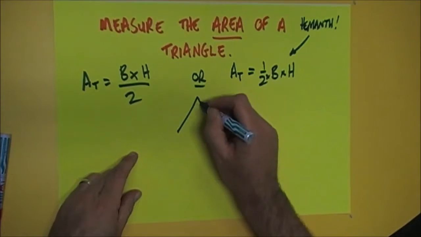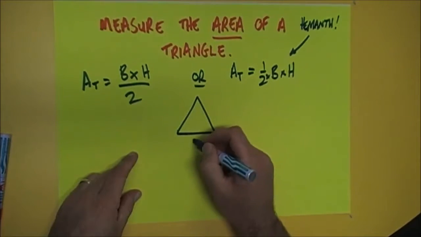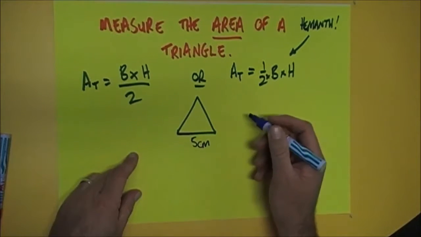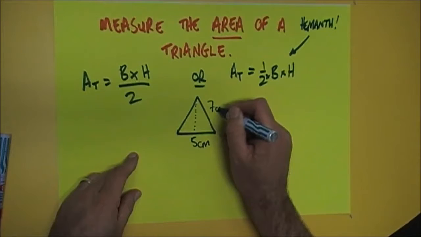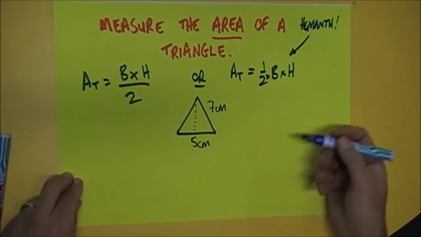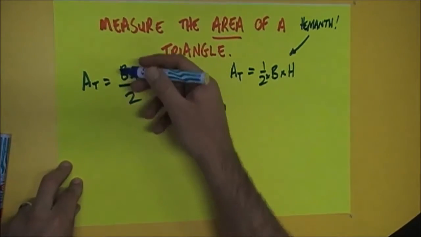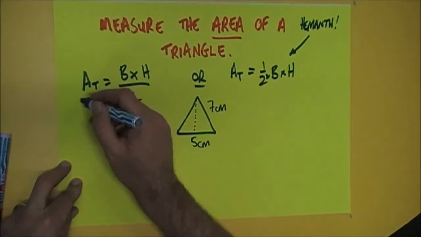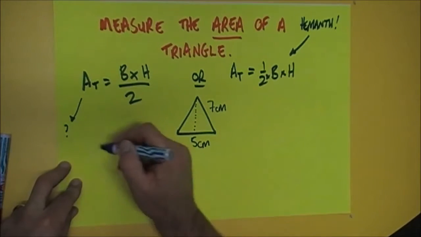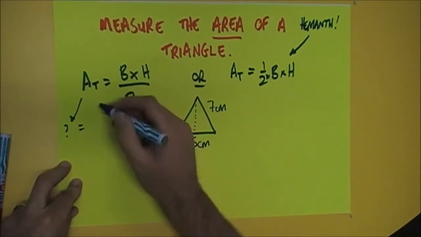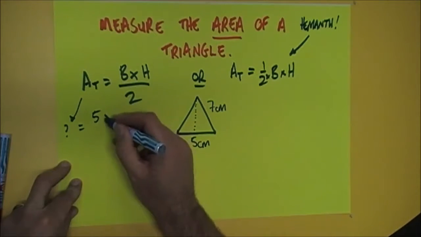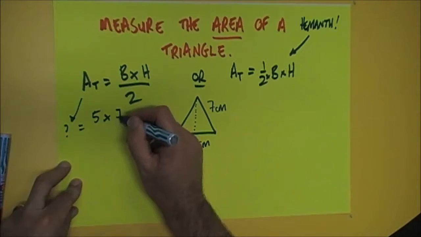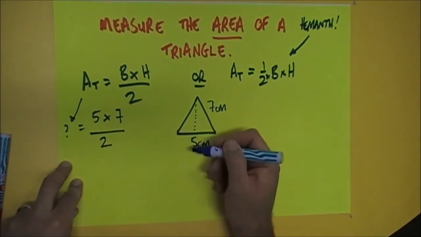So I'll give you a triangle to start out with here. Let's say the base of this triangle is 5 centimeters and the height of this triangle is 7 centimeters high. Let's go with mine over here. By mine, let's substitute. I don't know what the area is yet, I can't do anything there, but I do know what the base is. The base is 5 times the height, which is 7. Divide those two bad boys by 2.